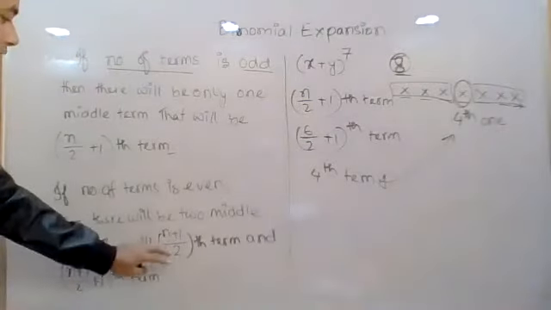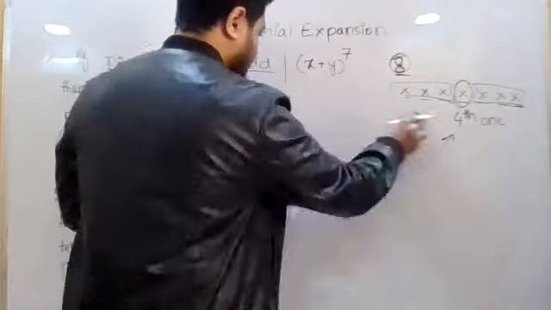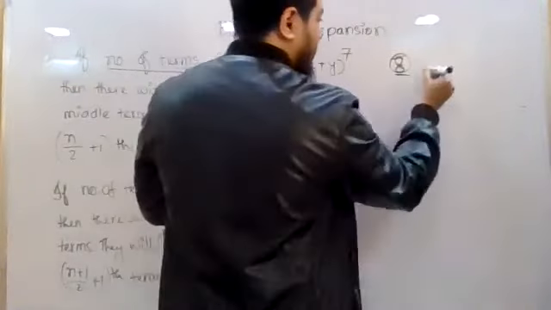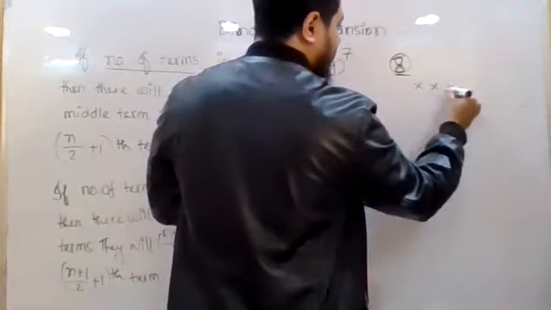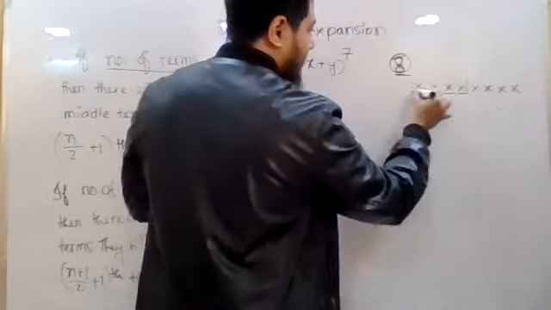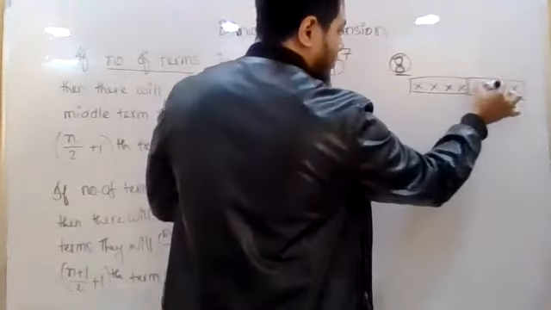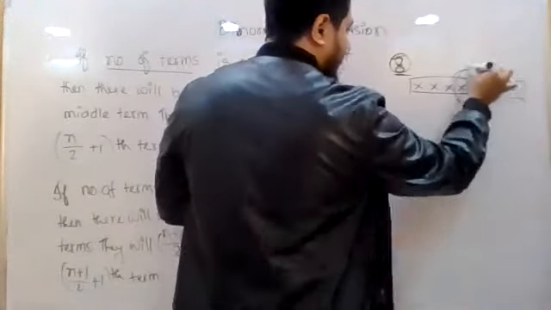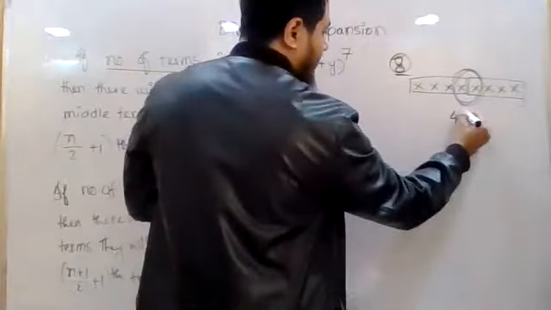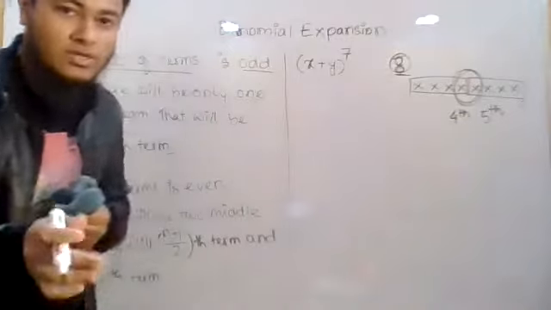It will be (n plus 1) divided by 2 terms. Let me just replace it. 8 terms will be there, so let me put 8 crosses here: 1, 2, 3, 4, 5, 6, 7, 8. You can see that this is the left half and this is the right half. So the middle two terms are going to be them, right? Which two are the middle terms? 1, 2, 3, 4: the fourth and the fifth. So the fourth and fifth are going to be the middle terms.